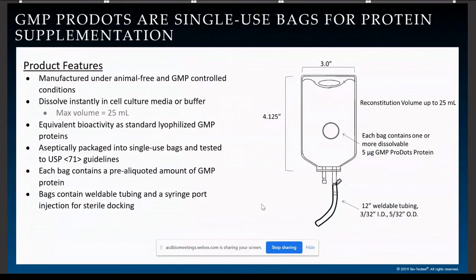And you can see here the bag on the right can contain up to 25 mLs of media to reconstitute the cytokines. Each sphere or protein ball is 5 micrograms of protein, and dependent on which cytokine you have, we have a different number of proteins within each bag. These are sterile and QC tested up to USP 71 standard as well.